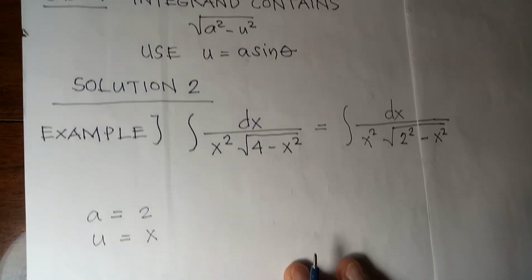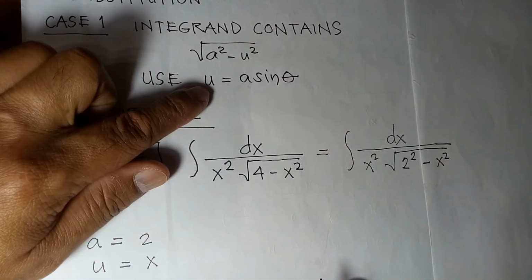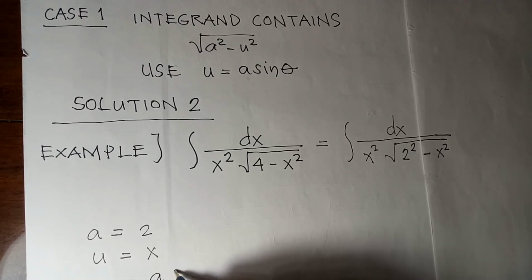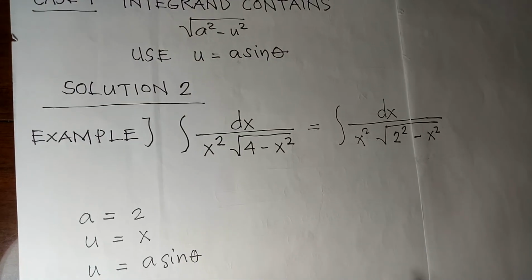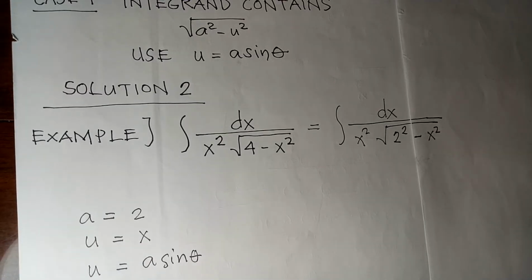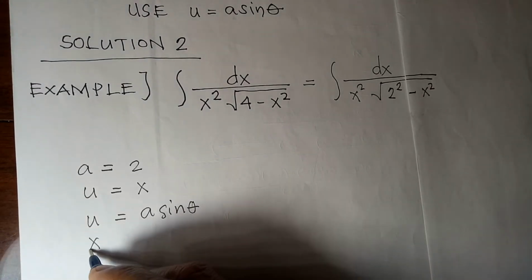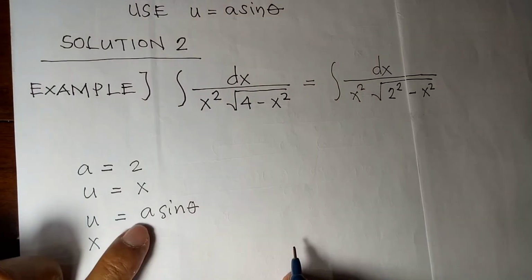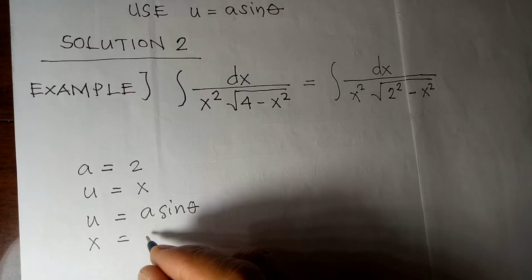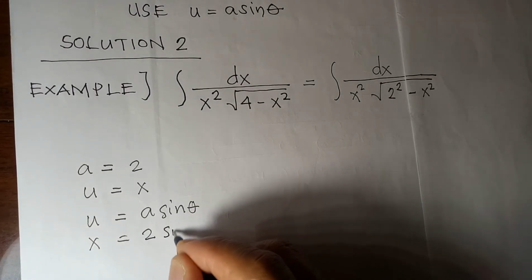So, ating substitution, u equals a sine theta. Okay. So, dahil yung u ay equal sa x, so yung u na yun papalitan siya ng x. So, x. Dahil ang a ay equal sa 2, so yung a na ito papalitan siya ng 2. So, 2 sine theta.